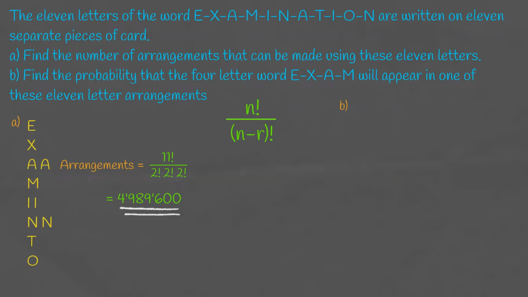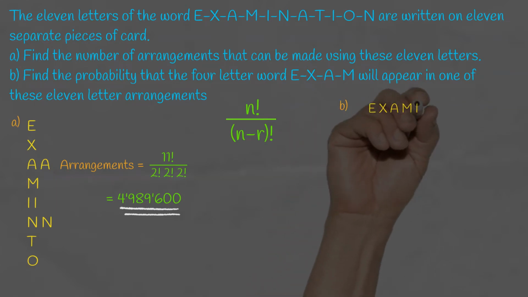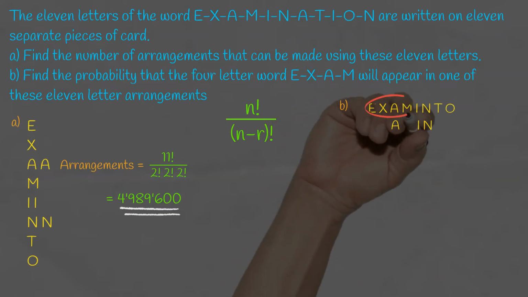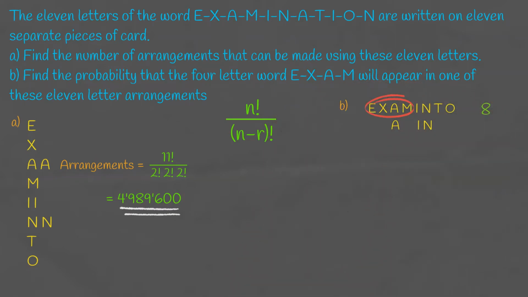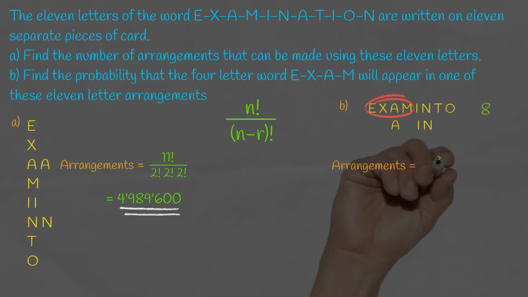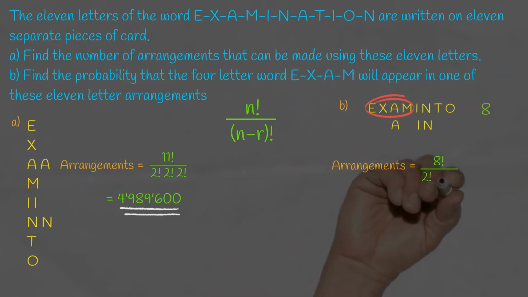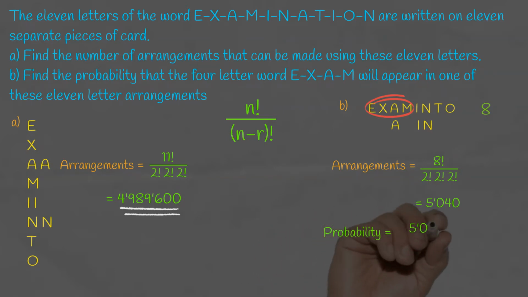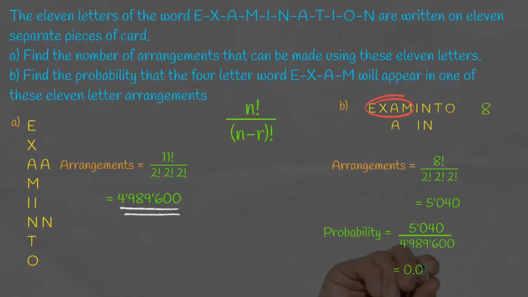To work out the probability that exam appears in one of the arrangements, we treat exam as one unit, so we effectively have 8 items to rearrange. Therefore, the arrangements with exam is equal to 8 factorial, again divided by 3 times 2 factorial, which gives 5040. So the probability is the number of arrangements with exam divided by the total number of arrangements, which gives 0.001.